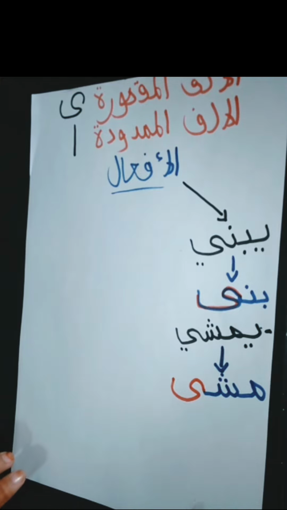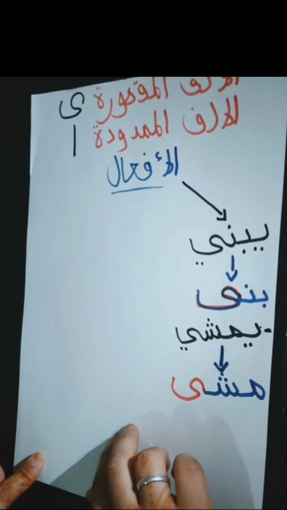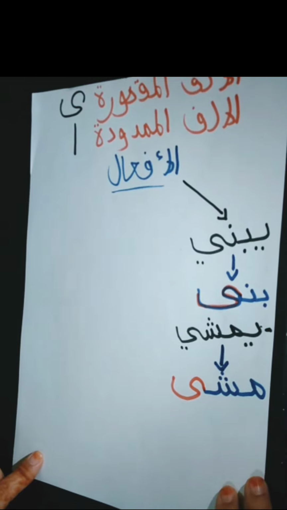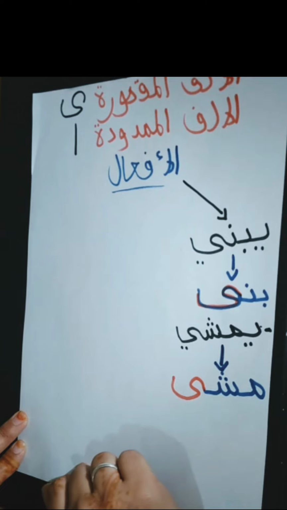Okay, if we want to know how we can write these words, الألف المقصورة or الألف الممدودة, we only should put the word in present tense. And one thing I forgot to tell you guys: الألف المقصورة or الألف الممدودة, we find it always at the end of the words, not at the beginning, not in the middle. Always we write them at the end of the words. Now we will move to الألف الممدودة.